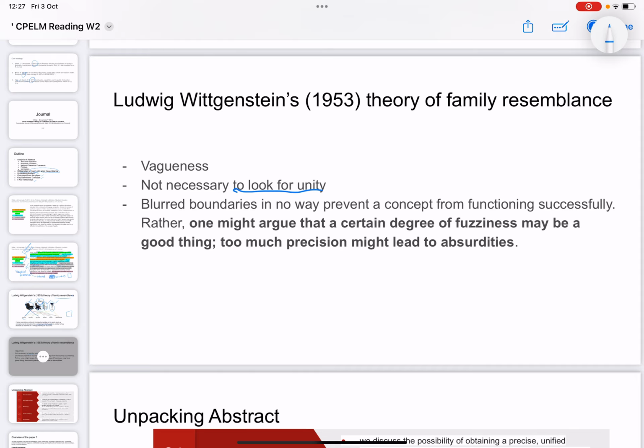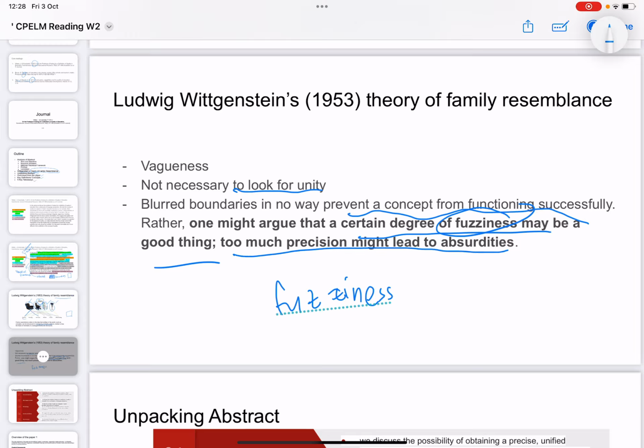Blurred boundaries in no way prevent a concept from functioning successfully, like the infrastructure I was talking about earlier, the science labs. So that's one thing for you to keep in mind, right? Rather, one might argue that a certain degree of fuzziness may be a good thing. So the other idea is fuzziness, all right? And I think in education, too much precision might lead to absurdities, and this is so true, because there's a new form of governance taking place in education. It's called precision education governance.